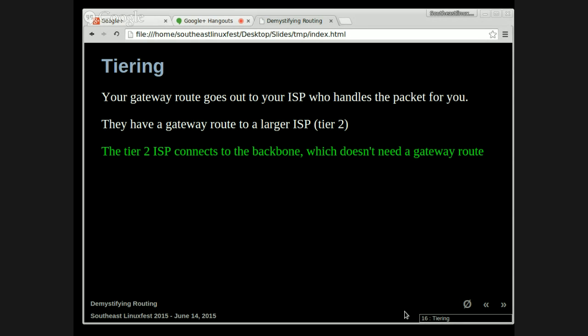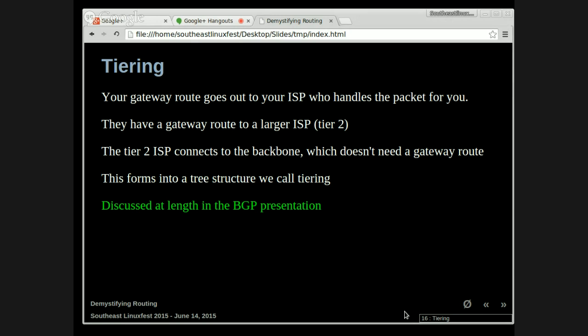Up at the backbone layer, which is where BGP reigns supreme, you don't generally have a gateway route because you know where everything generally should go. And again, we're going to cover that in the next hour. So what this forms into is a tree structure, and we call this tiering. It's not a hard and fast rule. We just learned that Verizon can route my packet entirely by itself. It doesn't need tiering to figure out where to send it. But in general, most of our ISPs, most of our network experience are going to go through some level of tiering. And then, again, that's going to be covered in the BGP talk. So there we go.